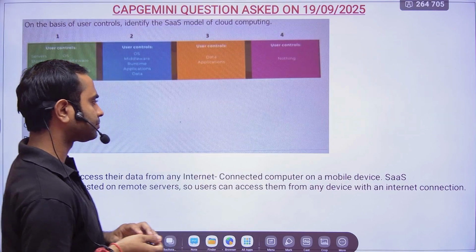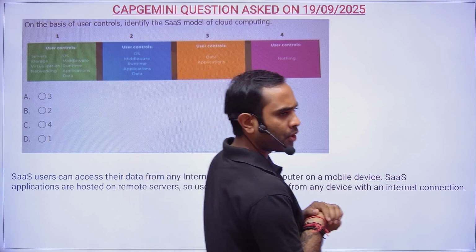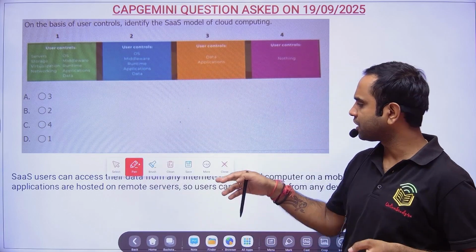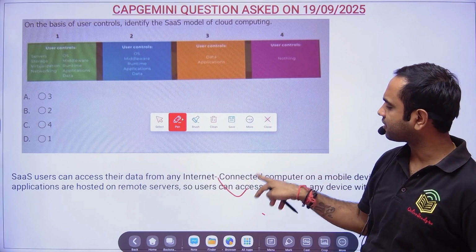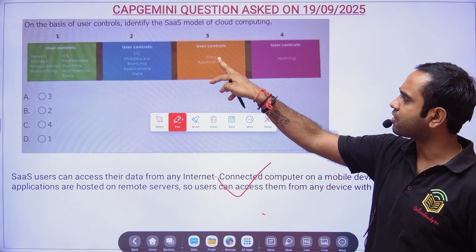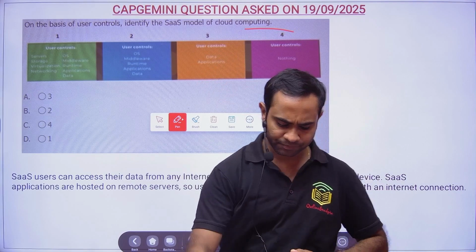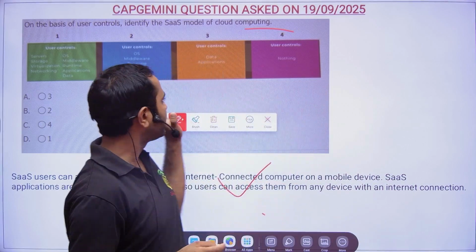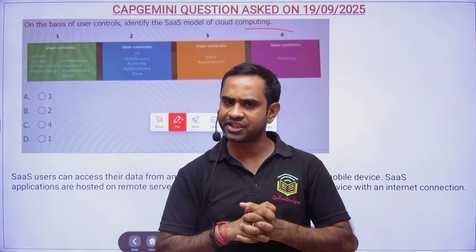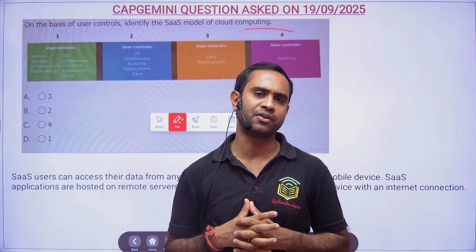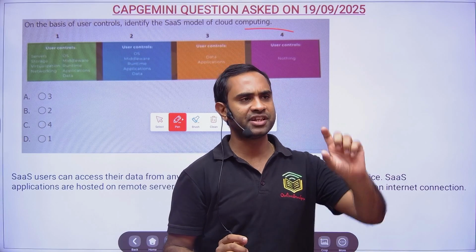Now, the next problem, friends, I want you to put the answer in the comment section. I will just give you a hint. Here they're telling, on the basis of user control, identify the SaaS model of cloud computing. Here some user controls are given. Now you have to think. If you have Gmail access, what all things can you do? Using the internet, Gmail is an application.